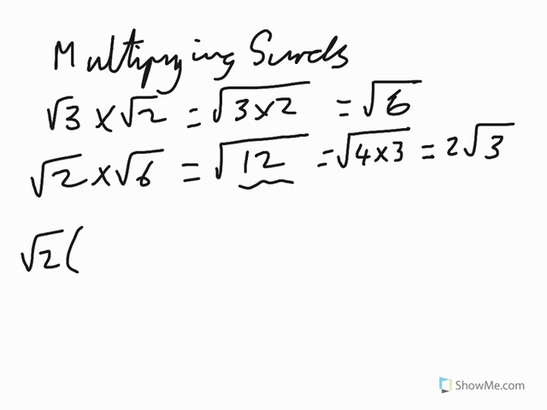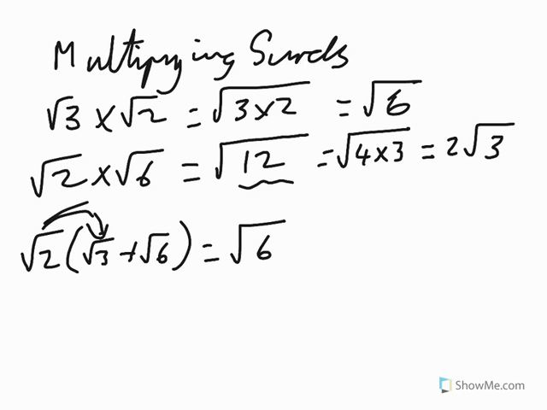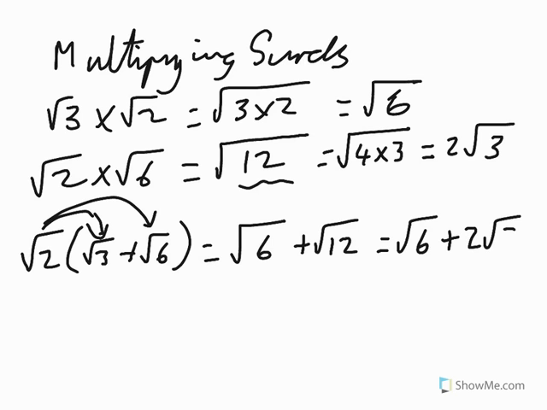Something like this, we can have brackets, and the same laws for expanding occur here as anything else. So we have root 6, multiplying that in there, and multiplying that in there, plus root 12. Root 6 can't be simplified, root 12 can be. We just did that in the previous example, 2 root 3.